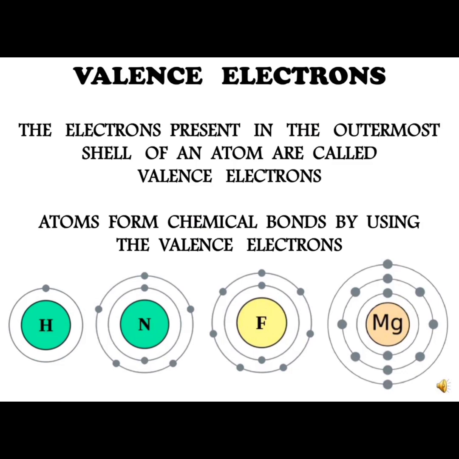Now, why are we looking at the valency of atoms? Why do we want to know how many electrons are present in the last shell? Because these electrons are very important, and these electrons play an important role in forming chemical bonds. I already told you in your previous video that atoms come together and formed molecules. Now, how are these molecules formed? That we will be studying in our next chapter.